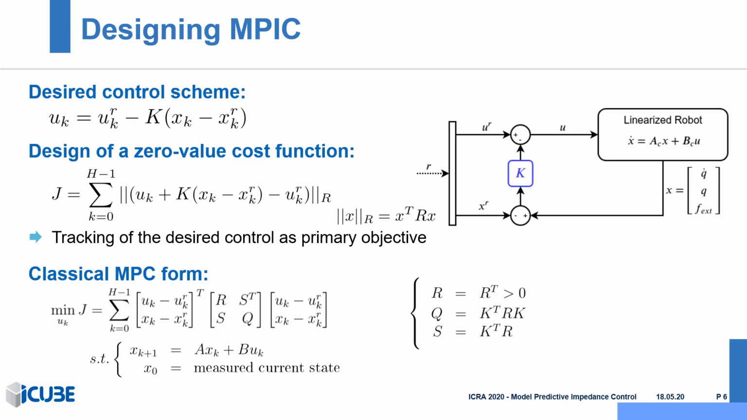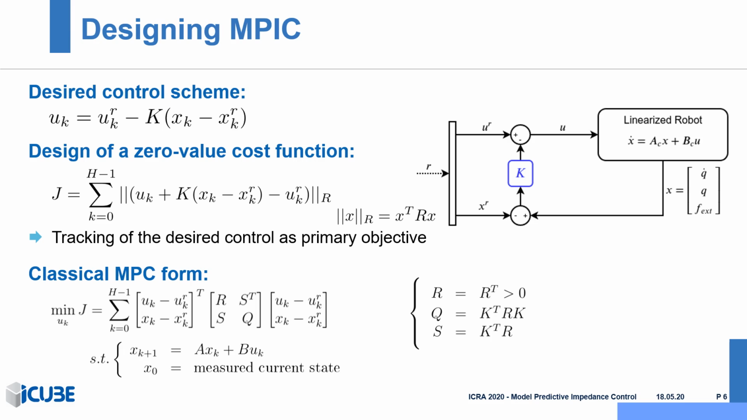Our goal is to design a controller that combines both features of model predictive control and impedance control. To do so, we focus on the state feedback representation of impedance control and use it to design a zero-value cost function for model predictive control. This cost function makes the tracking of the desired control the primary objective.